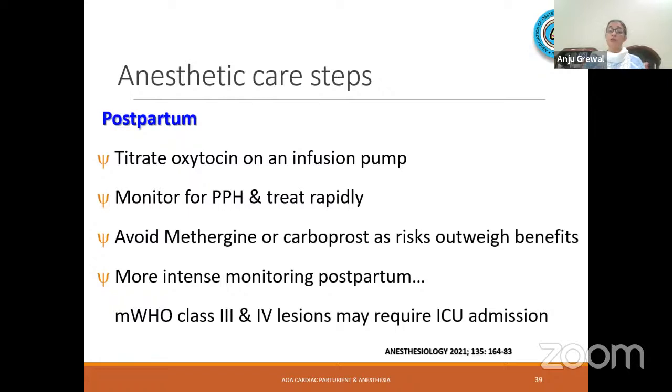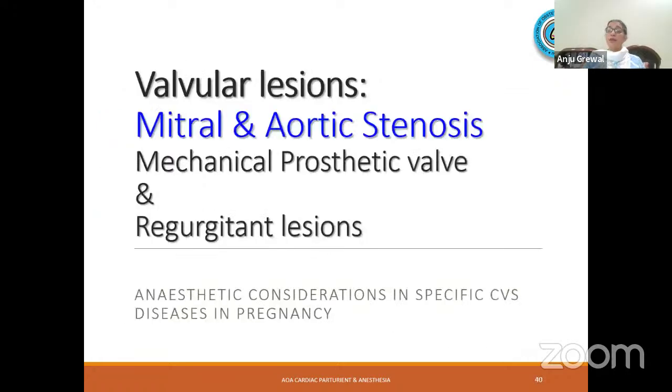And there would be mothers who have class 3 and 4 lesions, which would require movement to an intensive care unit, right? And there is where your intensivist would also come into play. So this is to broadly make you understand how to approach a pregnant mother who has an underlying cardiovascular disease. We'll look briefly at valvular lesions, look at what our hemodynamic goals are and how you would tailor your anesthetic regimen.